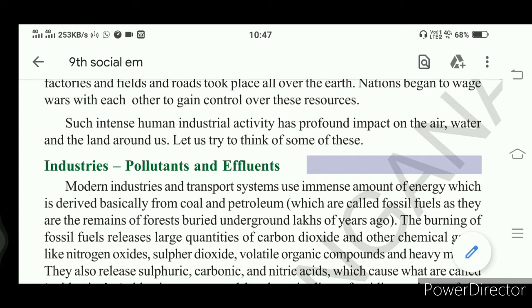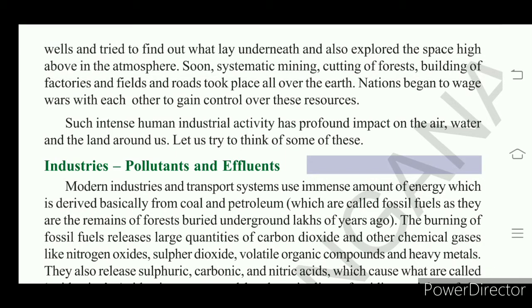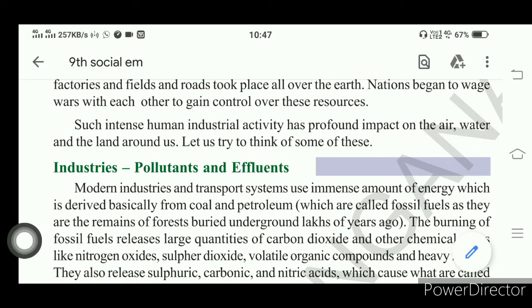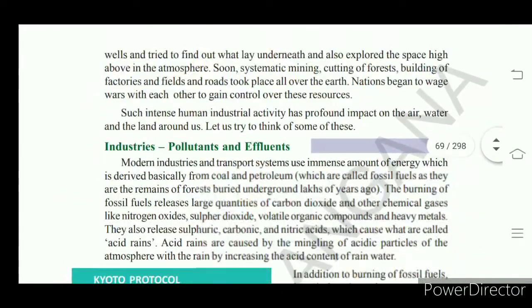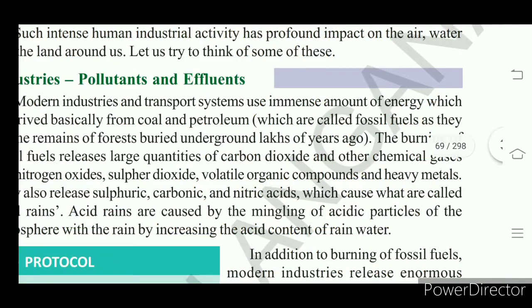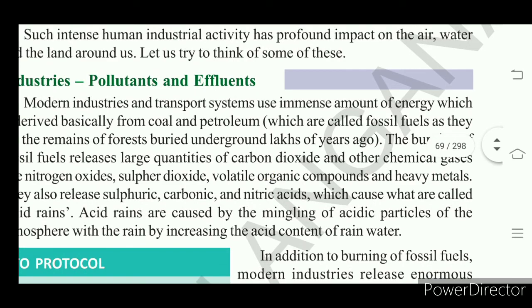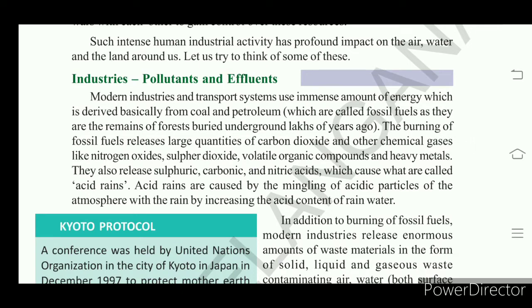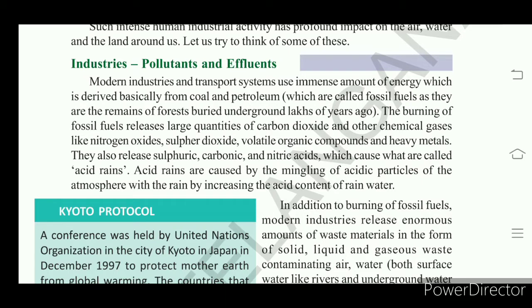What I am saying is, the industries created a lot of pollution on earth by our activities. Understand? So modern industries and transport systems use energy which comes from coal and petroleum. Coal and petroleum are fossil fuels which come from the remains of forests, when certain trees and their leaves are buried underground for lakhs of years. They turn into fuel, called fossil fuel, from which energy is generated. That coal and petroleum comes from it. So coal and petroleum are called fossil fuels.